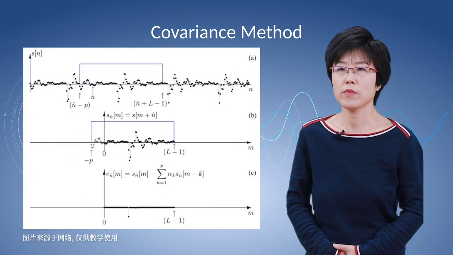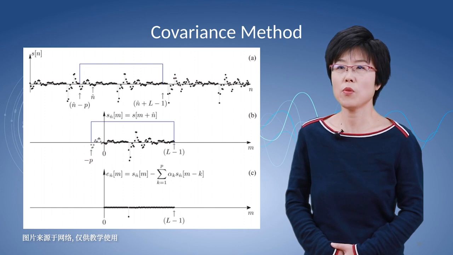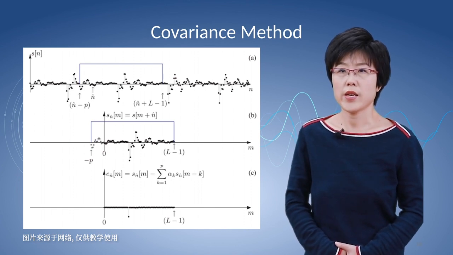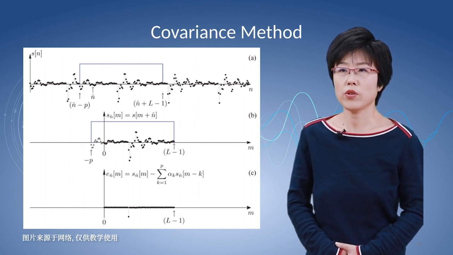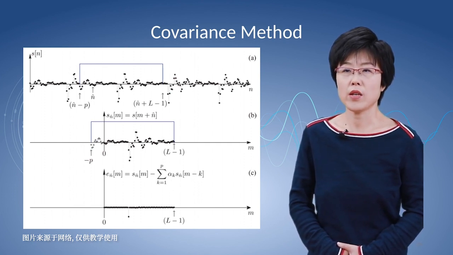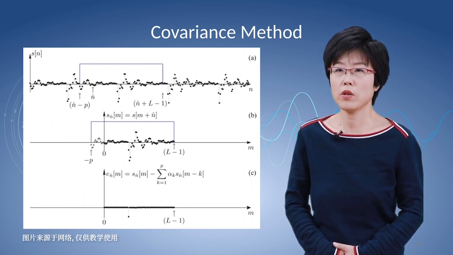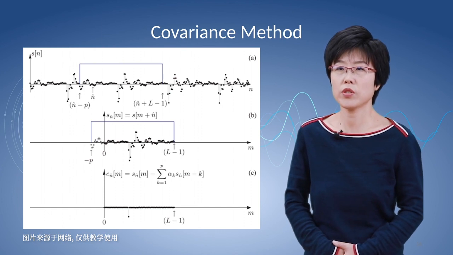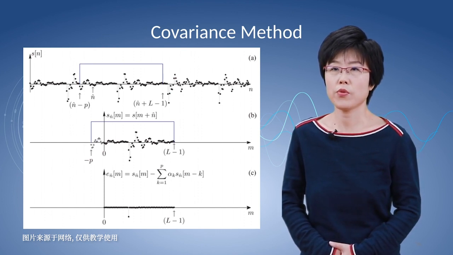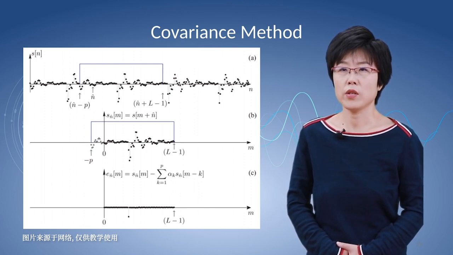In covariance method, the signal is extended by p samples outside the normal range of m from 0 to L-1, which is greater than or equal to minus p, less than or equal to L-1, in order to include p samples occurring prior to m equals 0. This eliminates the large errors in computing the signal from values prior to m equals 0, and eliminates the need for a tapering window.